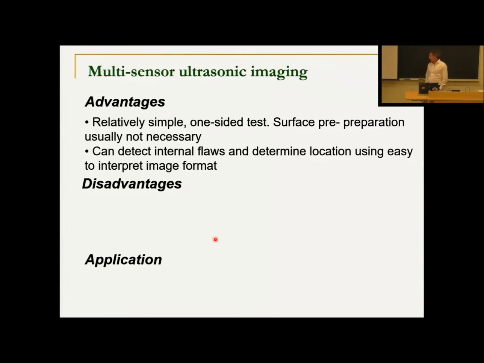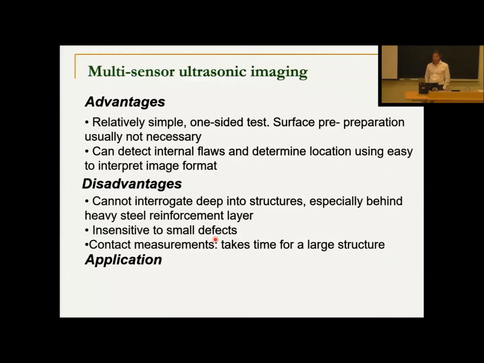Advantages, disadvantages, applications. The advantage is that it's a relatively simple test to apply. You can apply it on one side, pulse echo, you don't have to go to the other side. It can be applied to most surfaces without preparation, and it can detect internal reflectors in space and location, and perhaps size, although it's not as clear that we can effectively image the size. It's presented in a format that's easy to interpret.